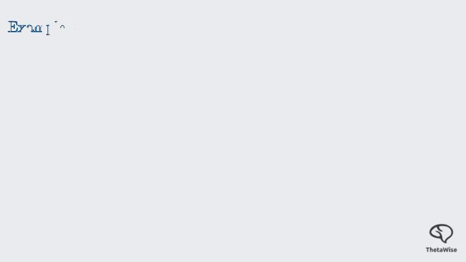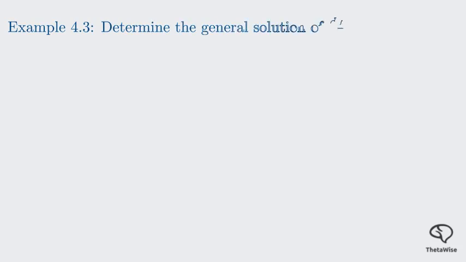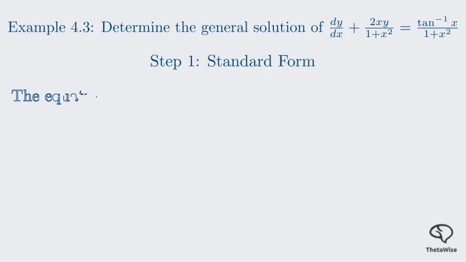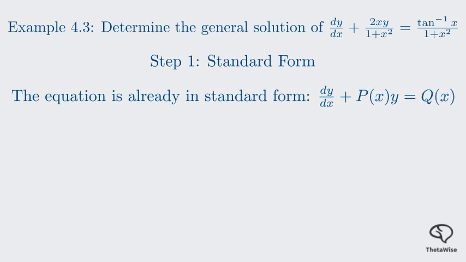Welcome to example 4.3. In this one, we'll encounter another common integration technique. We need to find the general solution of dy/dx plus 2xy/(1 plus x squared) equals tangent inverse of x over (1 plus x squared). Step 1. Standard form. The equation is already in standard form, dy/dx plus P(x)y equals Q(x). We can immediately identify P(x) and Q(x). P(x) is 2x divided by 1 plus x squared. Q(x) is tangent inverse of x divided by 1 plus x squared.